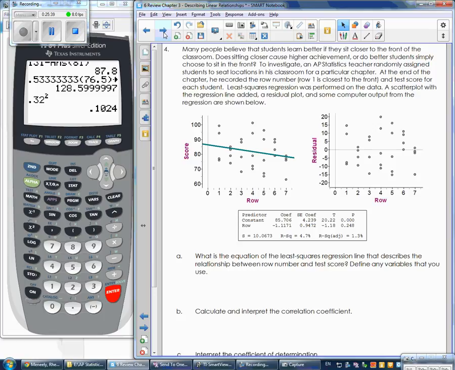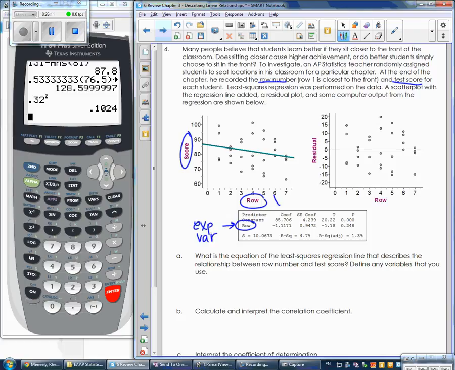Letter A says, what is the equation of the least squares regression line that describes the relationship between row number and test score? Define any variables that you use. Well, there's a couple ways that you could go about determining the variables. If you read the problem, we know that we're dealing with row number and test score. Another way is to look at our graph. We have row number and test score. And thirdly, if we look at the printout, we can see just the row number, and this is always going to be our explanatory variable.